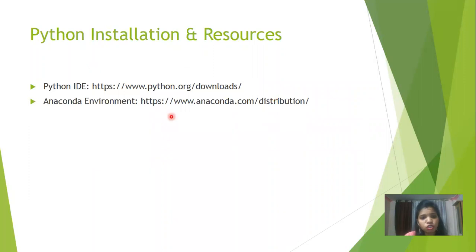So how to install Python? Just pause the video and go to www.python.org and pick downloads. Then you will have the latest version, 3.9, and download Python as per your Windows. And this is for the Anaconda environment.